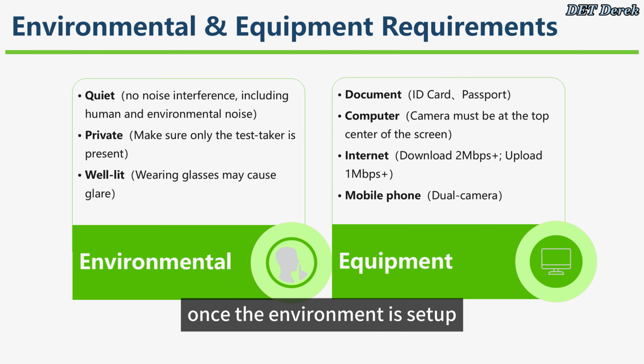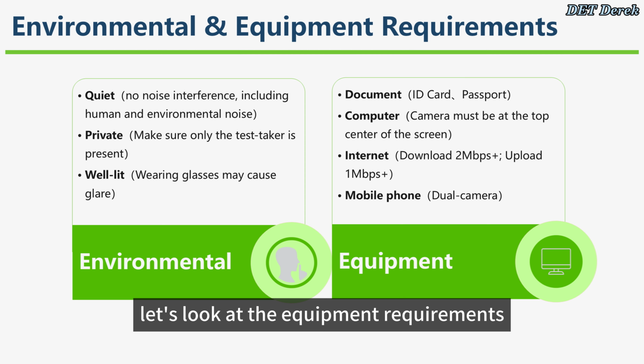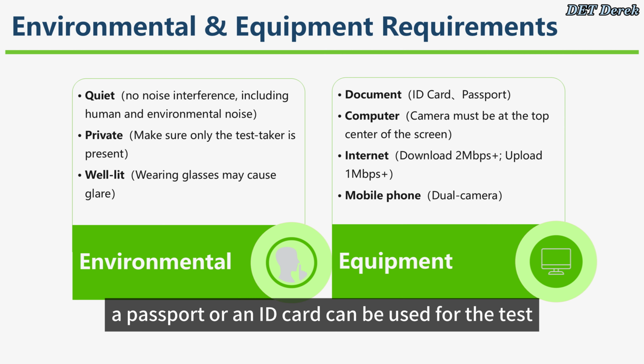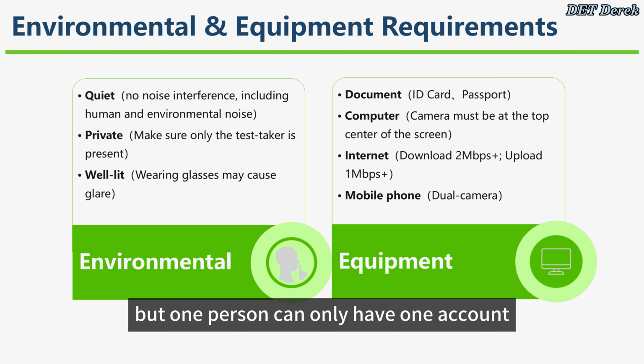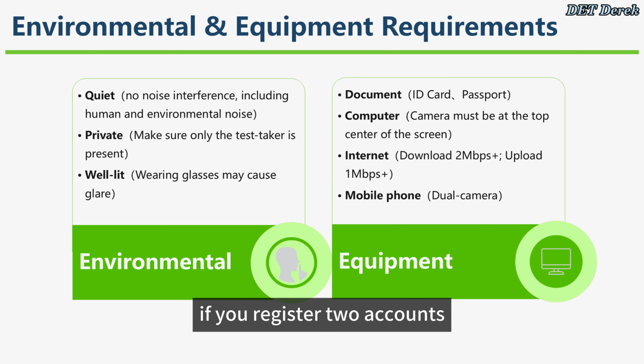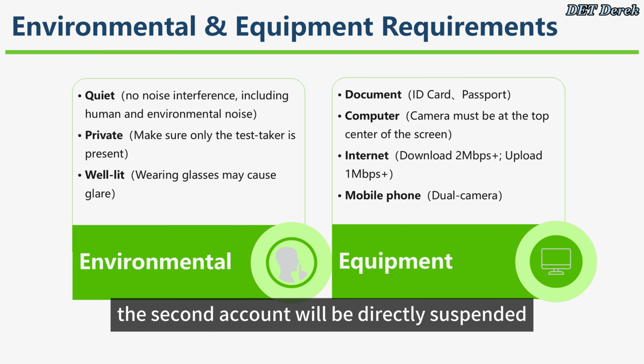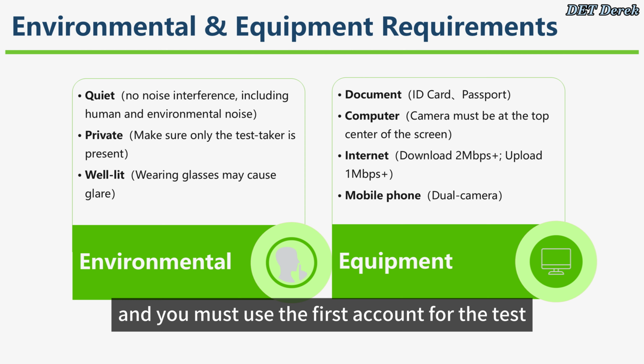Once the environment is set up, let's look at the equipment requirements. The most important document, a passport or an ID card, can be used for the test, but one person can only have one account. If you register 2 accounts using an ID card and a passport respectively, the second account will be directly suspended and you must use the first account for the test.